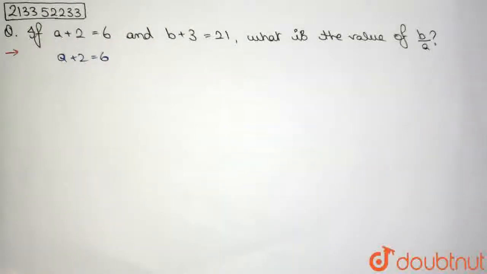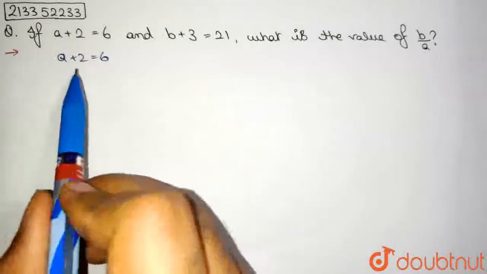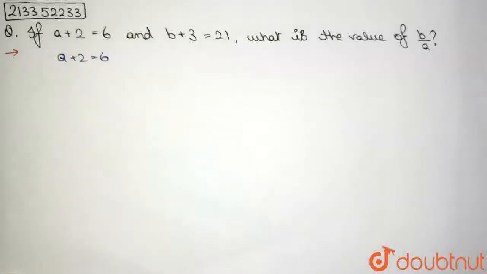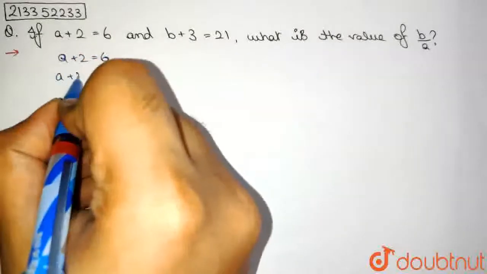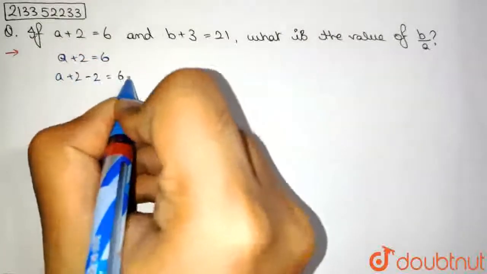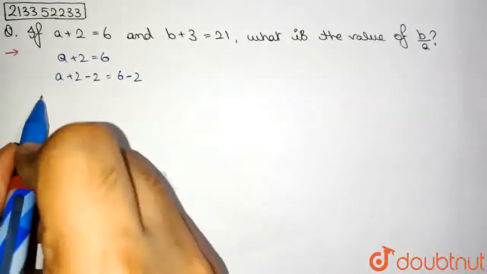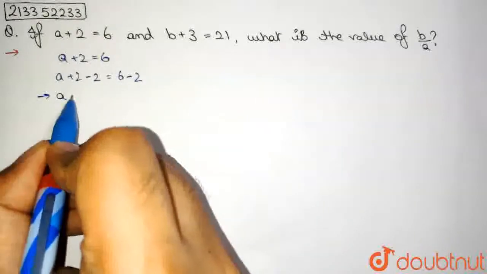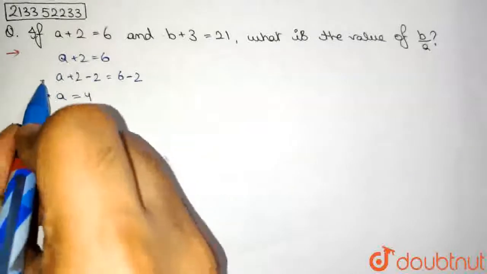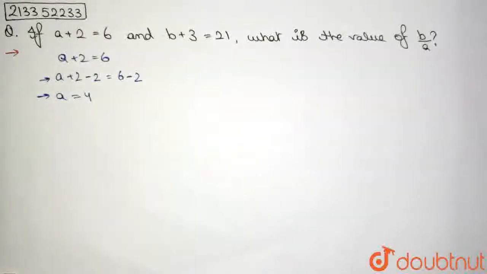Now in order to obtain the value of a, we are going to subtract 2 from both the sides, so as to get rid of this 2 over here. So it becomes a plus 2 minus 2 is equal to 6 minus 2, right? So we can say that a is equal to 4, right? So we have obtained the value of a.